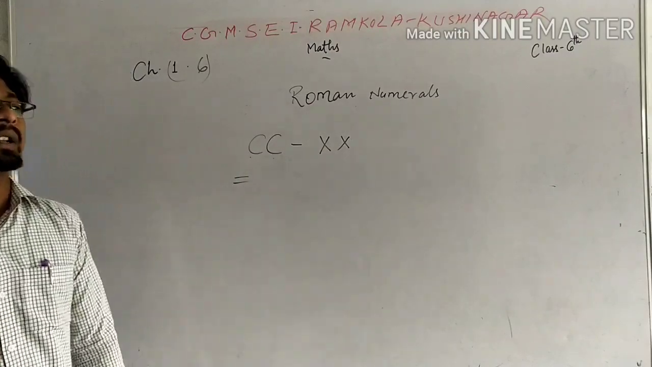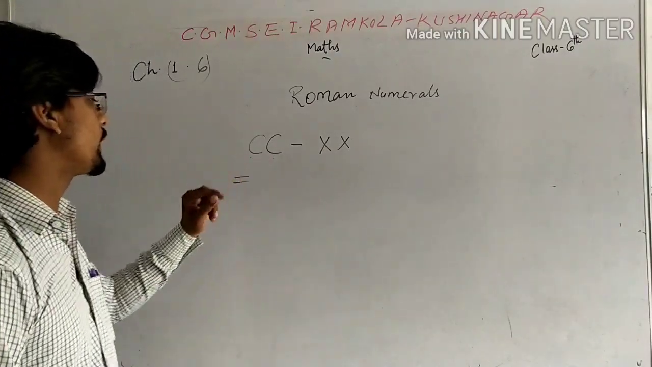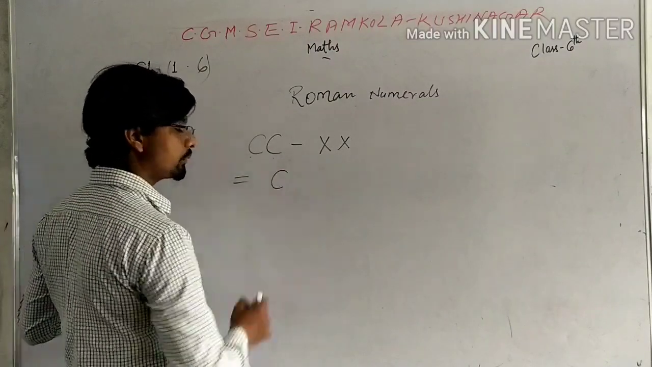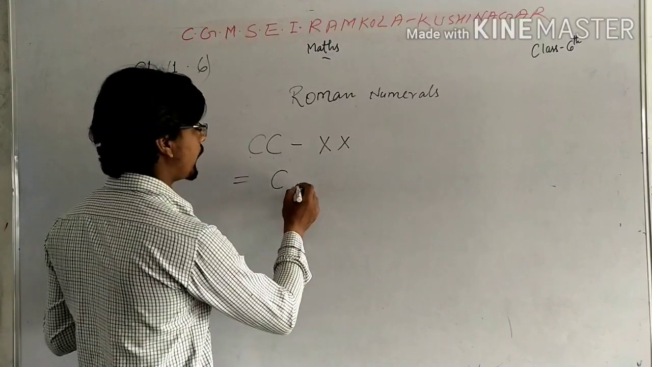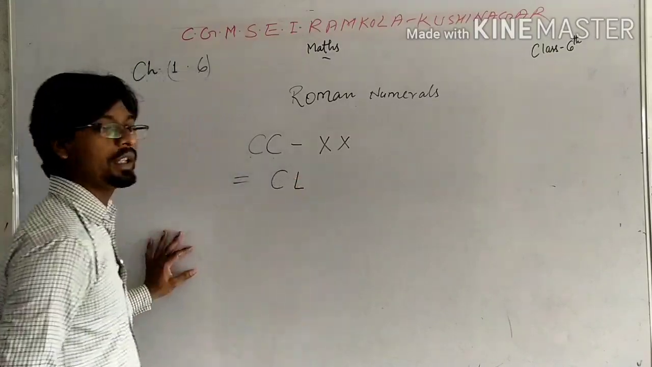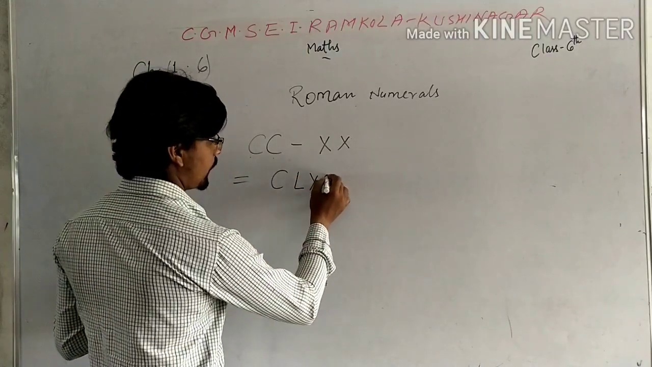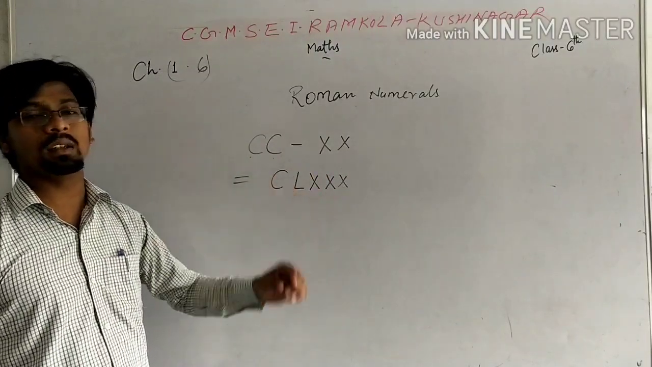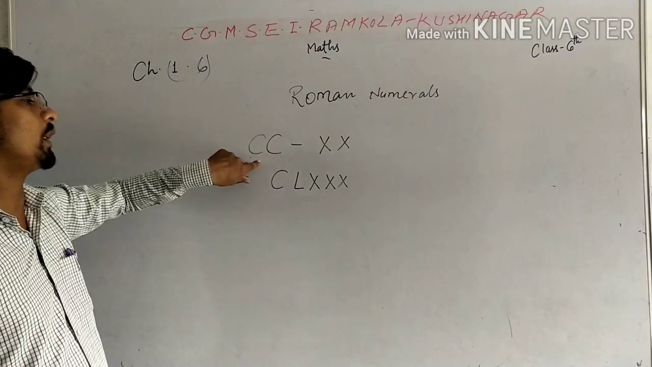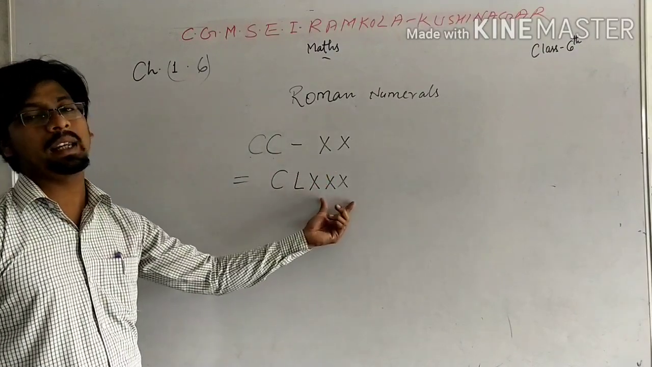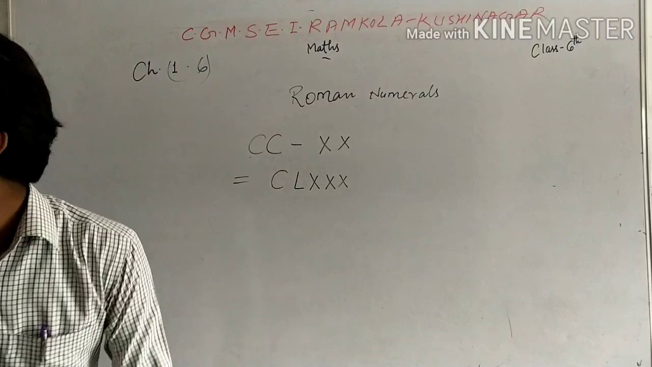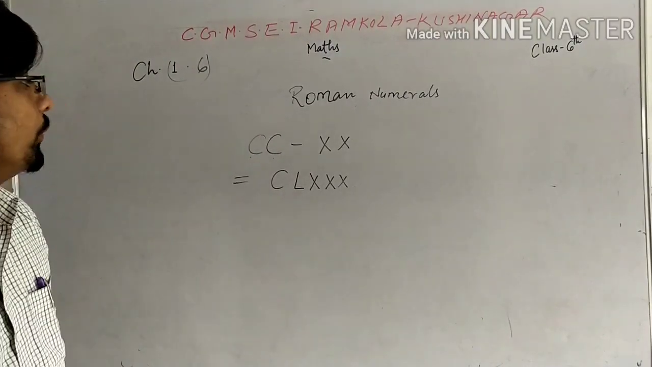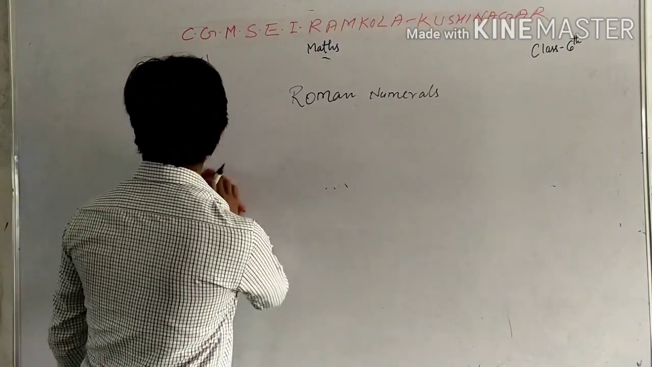And now how to write 180 in the Roman system? First you have to write 180. How to write 80? 50, 60, 70, 80. So your answer is 200 minus 20 is equal to 180. In the same way, I am going to give you some homework and you have to solve it at your home. Okay?